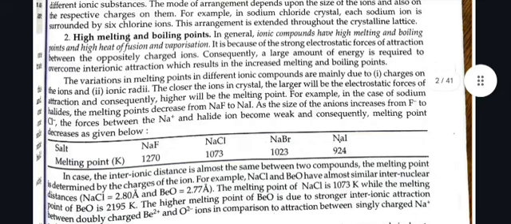Consequently, a large amount of energy is required to overcome interionic attraction, which results in the increased melting and boiling point. The variation in melting point in different ionic compounds is mainly due to charges on the ions and ionic radii. The closer the ions in a crystal, the larger will be the electrostatic force of attraction and consequently the higher will be the melting point. For example, in the case of sodium halides, the melting point decreases from NaF to NaI.